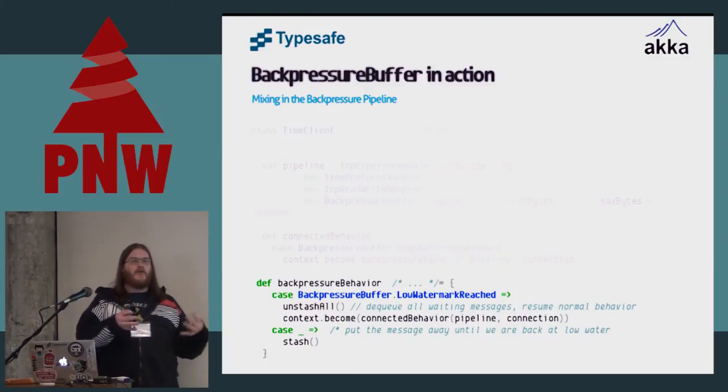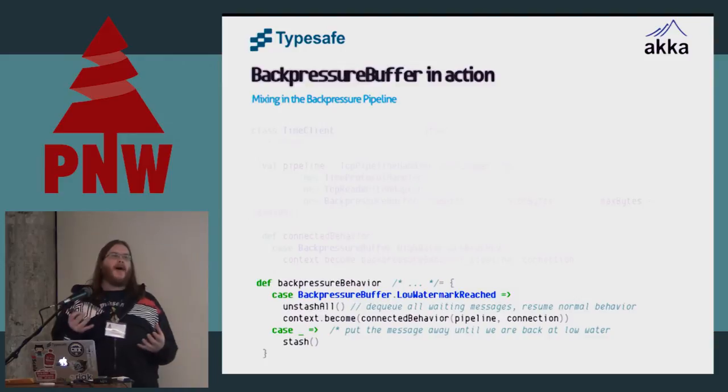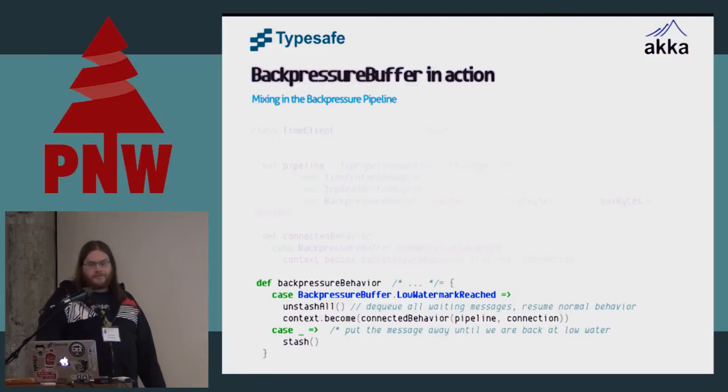So suddenly we've built a very flexible client that can handle back pressure without a lot of code, just using the internal actor mechanism to switch our behavior. And we're still immutable, which is wonderful. We're not changing a var or something else.